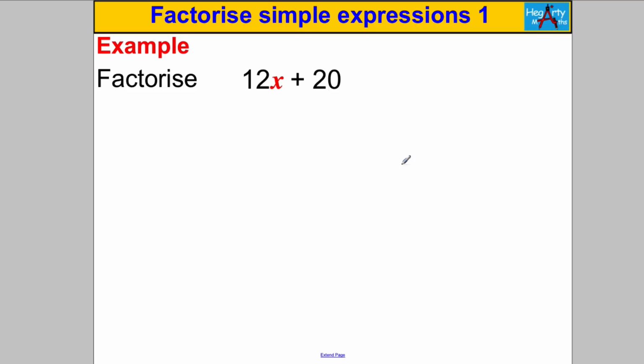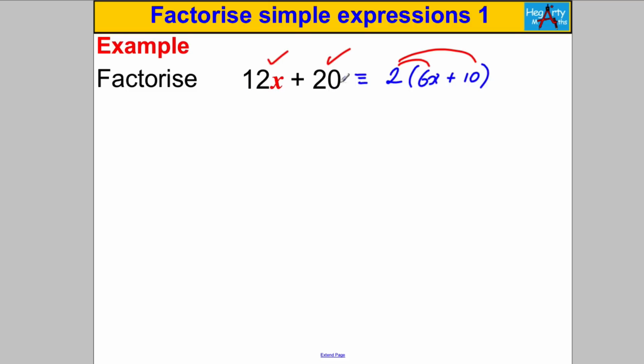Pause the video, have a go. Now, I put this one in on purpose because here's another classic mistake. Students look at 12 and 20 and they go, well, I know 2 goes into it. So they take out a 2 and they will write what goes here, 6x, what goes here to make positive 20, positive 10. Now, although if you multiply that out, that does give you what you're looking for, you might think, what's wrong with that? They didn't factorize out the highest common factor of 12 and 20.